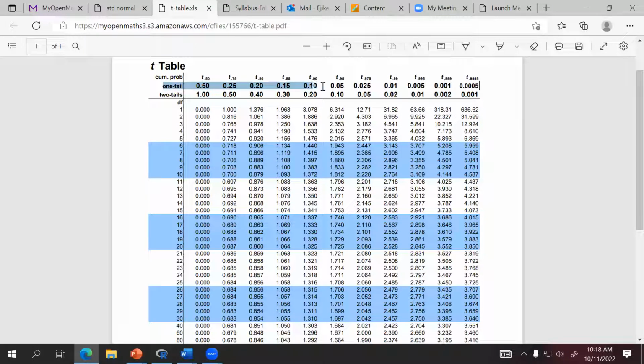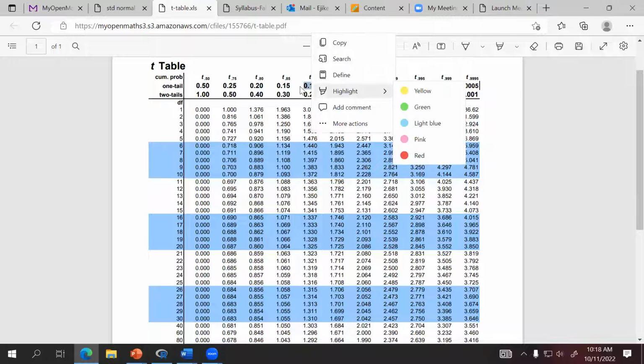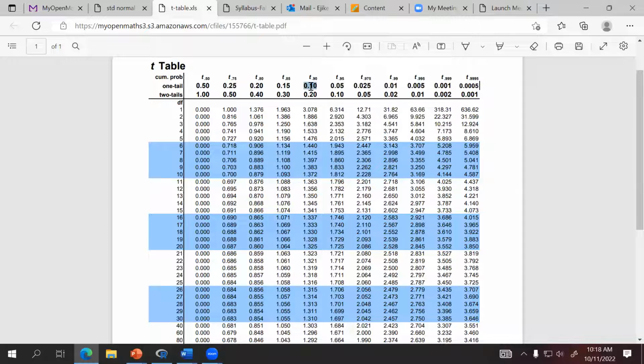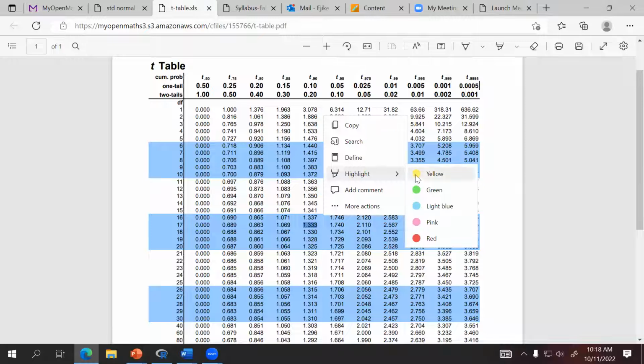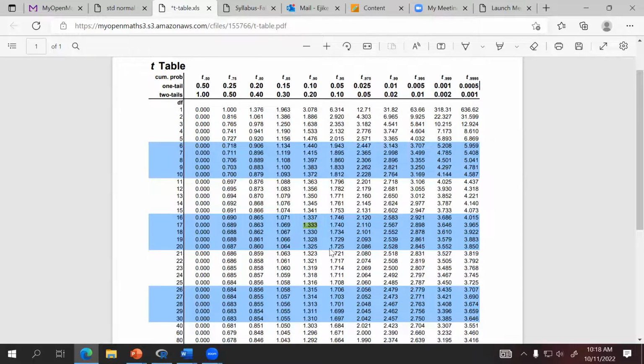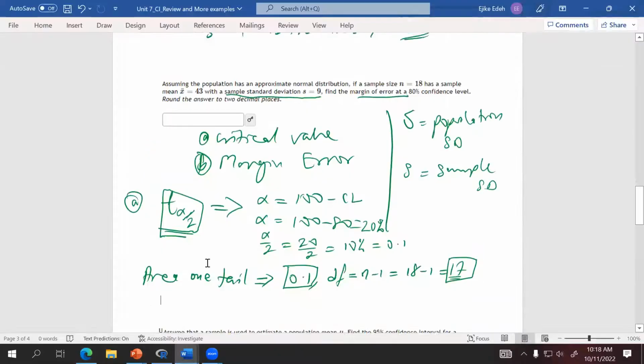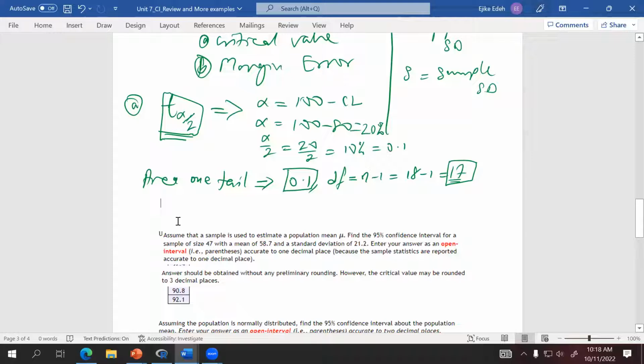So we find it over here. This is 0.1, right? That is 1 tail, right? And we're looking for the degree of freedom of 17. So we go over to 17, which is here. If you move along this column to this point, this is your item of interest. That is the T value you are looking for: positive 1.333. Okay.